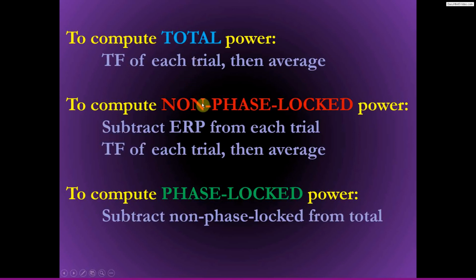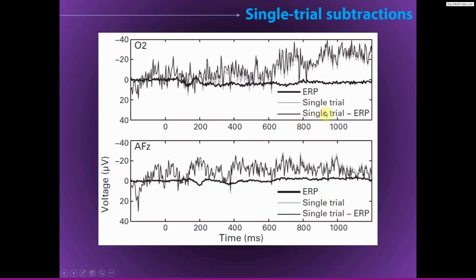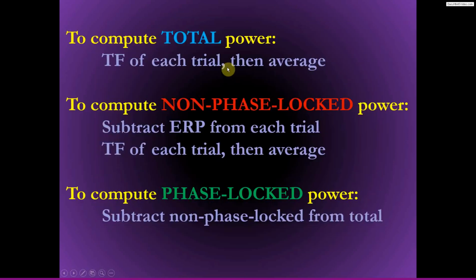To compute the non-phase-locked part of the time-frequency power, you subtract the ERP from each trial, and then you compute the time-frequency representation of each trial and average together similar to this. So you start with the single trial minus the ERP, and then you go about your normal time-frequency decomposition just like you would for the total signal.